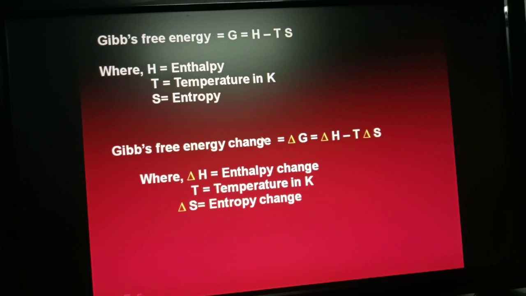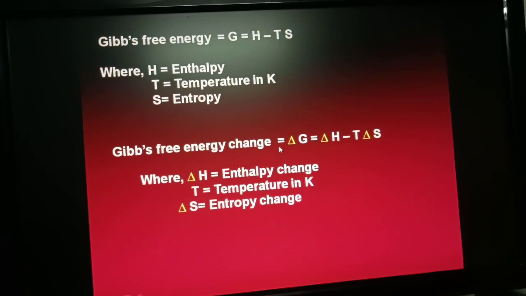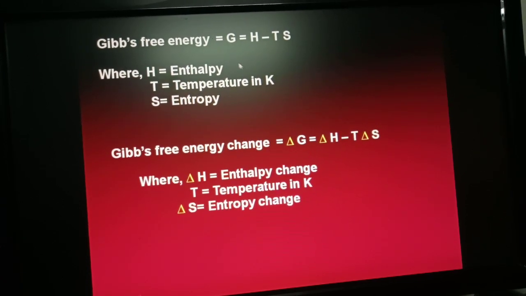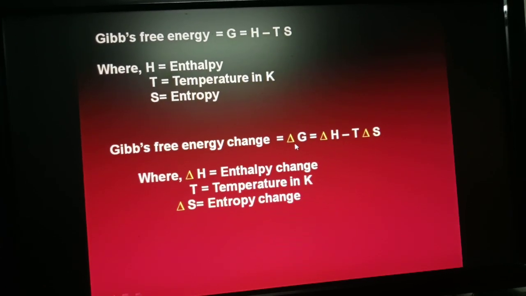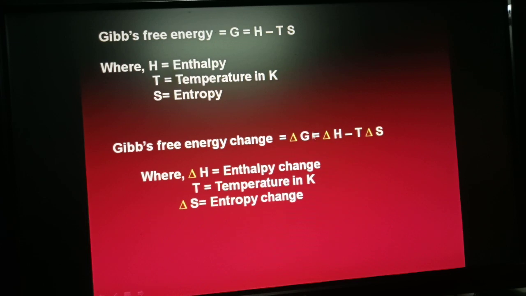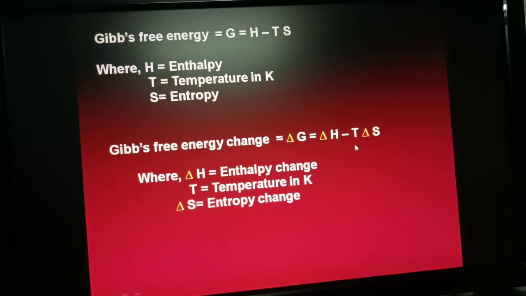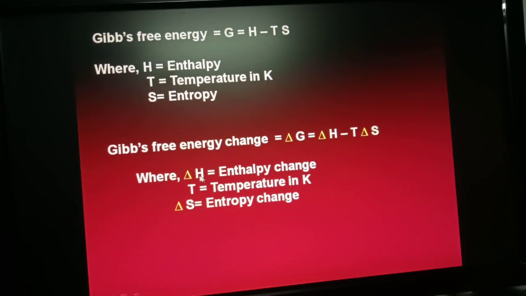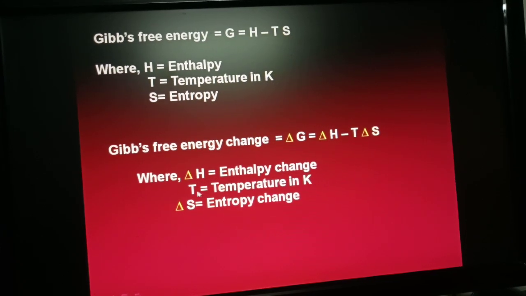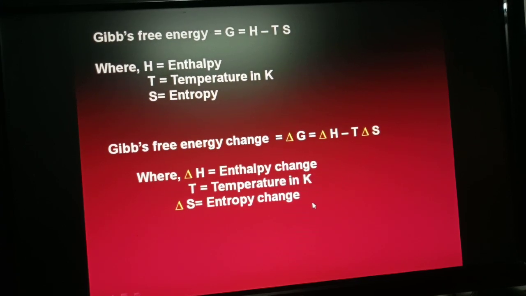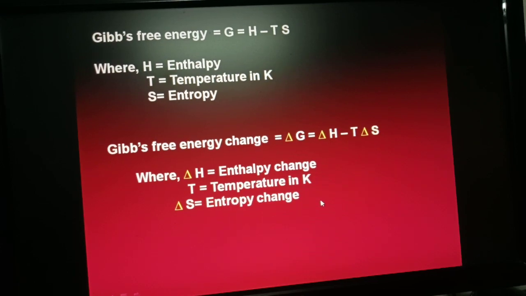We will require the Gibbs free energy term. So what is it? It is delta G. How to find delta G? Taking into consideration initial and final conditions, we get delta G equal to delta H minus T delta S, where delta H is the enthalpy change, T as usual is temperature in Kelvin, and delta S is the entropy change.